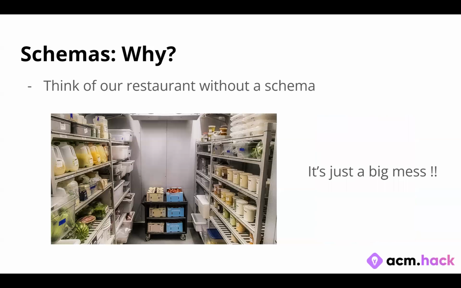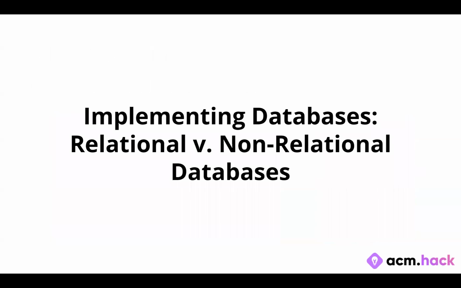So if you're running out of tomatoes, you want a schema. You want your data to be structured and easily retrievable. You want to be able to insert things easier. You want a schema, basically. And how do we implement a database? There are 2 main types. There's relational and there's non-relational databases. We're going to go over both of these. And let's start with relational databases.